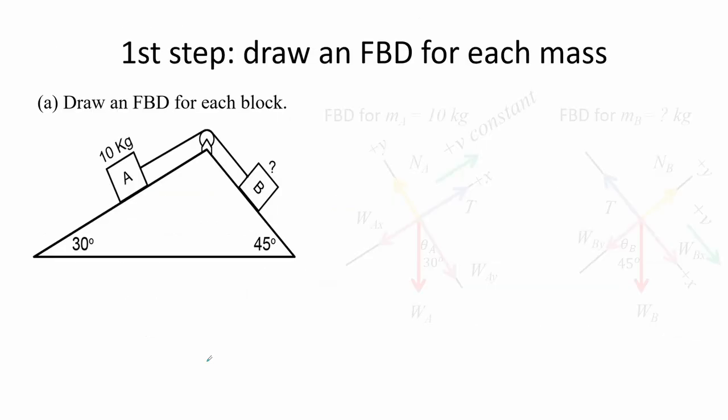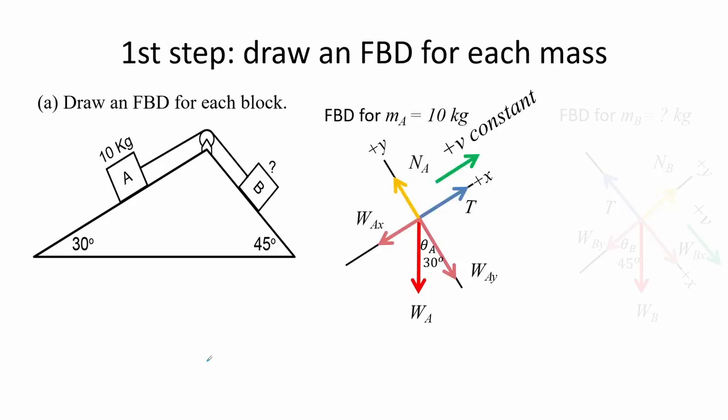First step is to draw the FBD for each mass. Here we skewed the angle of the Cartesian coordinate system, while maintaining the orthogonal relationship of the x and y axes. The x-axis is of the same orientation as the surface where the blocks are placed, and this is done so that we can simplify the FBD.